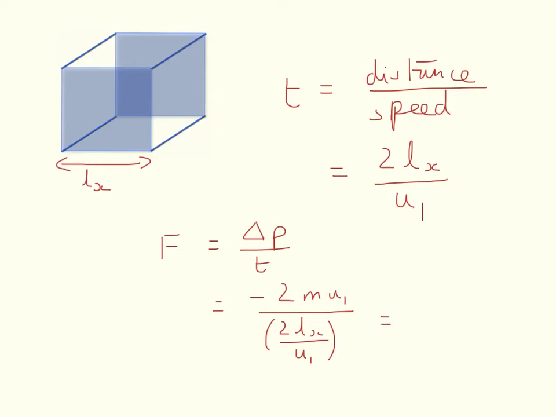That will give us m u1 squared divided by Lx. Okay, that u1 will end up here, that's why we've got the squared. So this u1 here will end up timesing that one up there, and these two 2's will cancel each other out. Now we can work out the pressure on that wall.